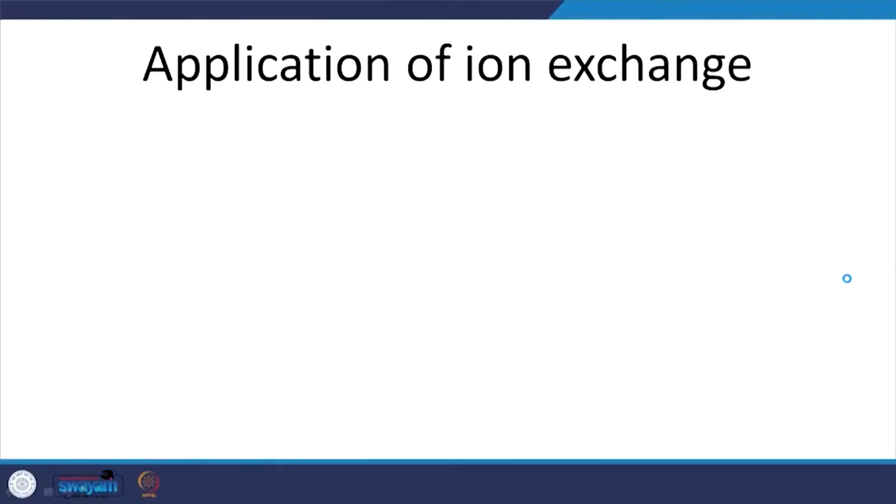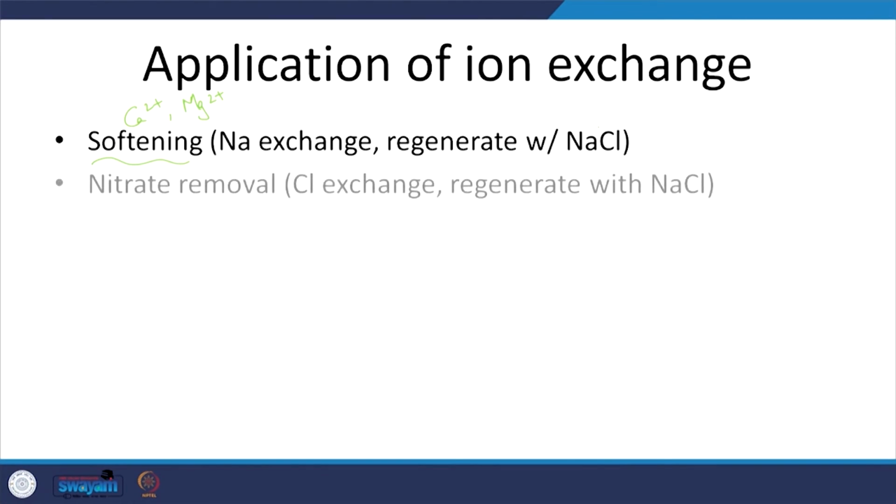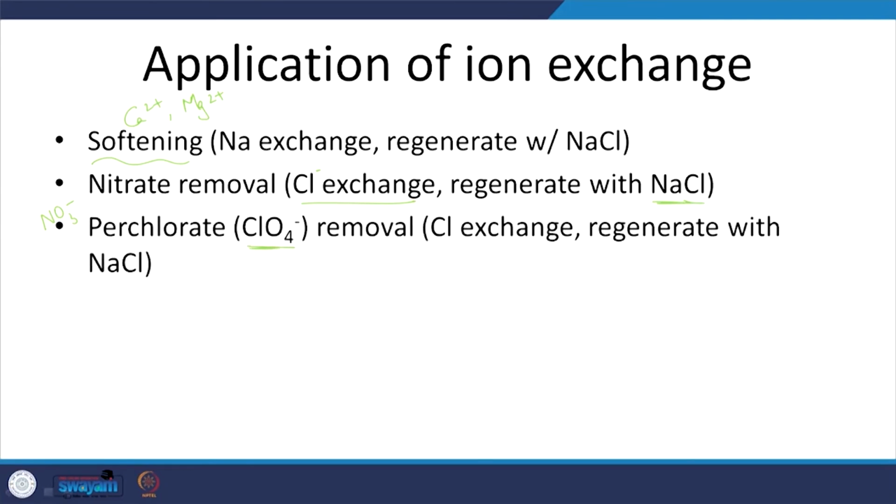Let's move on. So ion exchange, where do we use that? Obviously softening, removal of calcium and magnesium, right? Na exchange and regenerate with NaCl. Nitrate removal, again Cl- is exchanged, nitrate is NO3-, and again you are regenerating with NaCl. So perchlorate, very stable, right? Again Cl- exchange. Depending upon the kind of charge, for Ca2+ and Mg2+ it is obviously Na+ or H+ exchange, and with respect to the anions nitrate and perchlorate, we are going to have Cl- exchange.